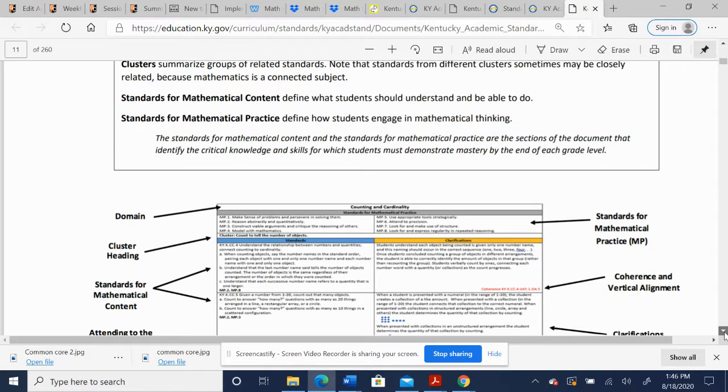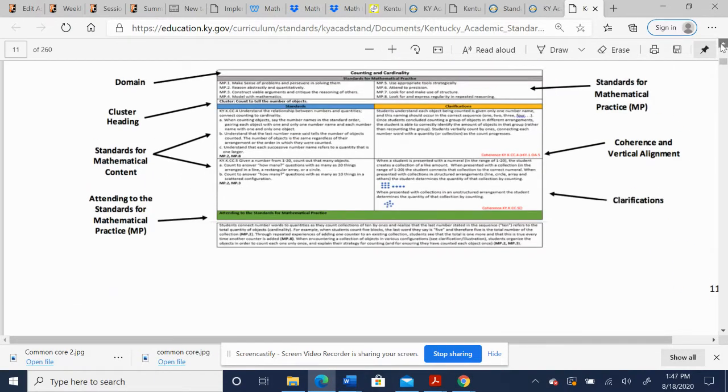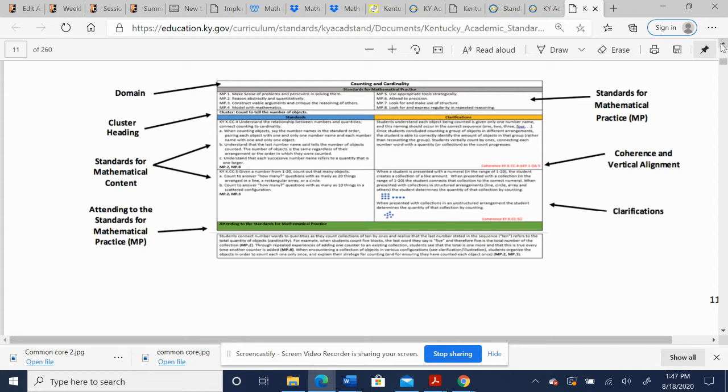Okay, so if I zoom in on this just a little bit, I have an example here of all of these parts. Okay, so counting and cardinality, that is the domain here. It's the big idea. This cluster is about counting to tell the number of objects. This is about counting. And then these standards are the individual skills or processes about counting that we want our students to be able to do.